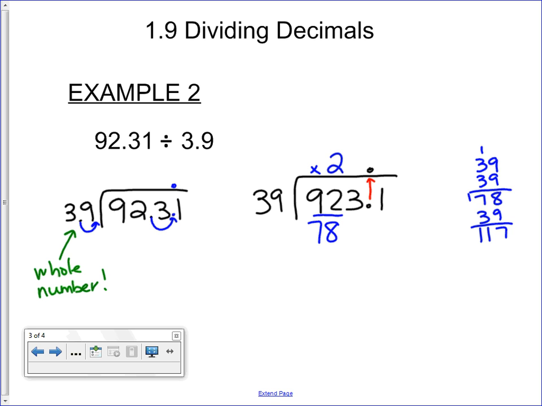So now we're at the subtract step, so we can determine how much is left over. 92 minus 78. We have to borrow from the 9, make it an 8. 2 becomes 12. 12 minus 8 is 4. 8 minus 7 is 1. So we have 14 left over. Now we're going to start this process over again because 14 is smaller than 39, so we need to bring down the next number.